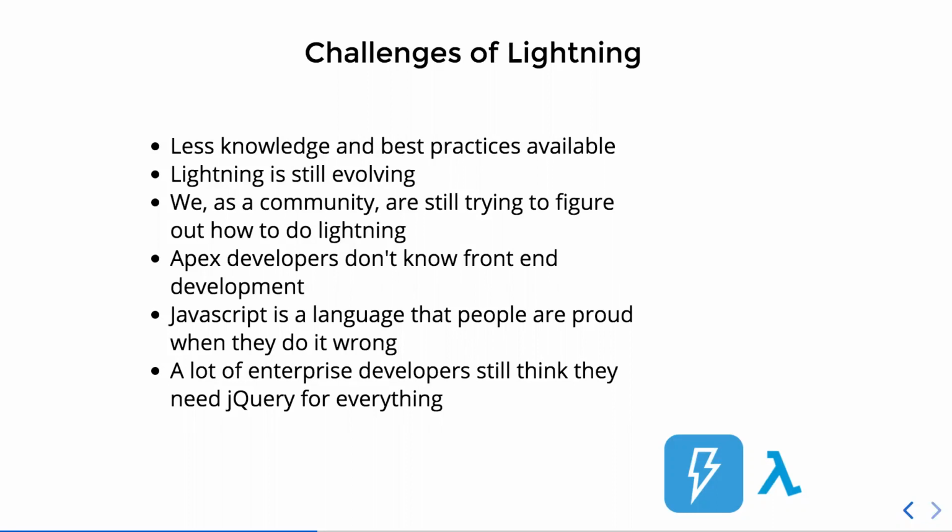It's a very different mindset when you code in Apex and JavaScript, which is the language that you do Lightning with. JavaScript is a language that people are proud of when they do it wrong, which I think is very funny. If you ever talk to somebody about JavaScript, you hear things like, oh, you can't believe the hack I did, and you're proud of it. As a community, JavaScript is perceived as a weak language, because most people don't really understand how to use JavaScript.